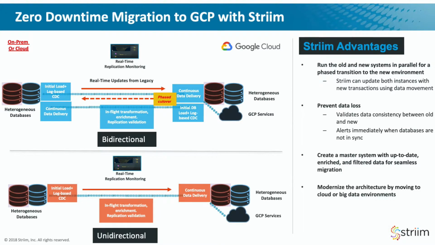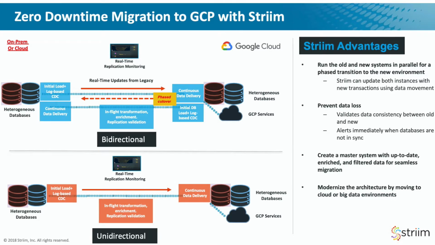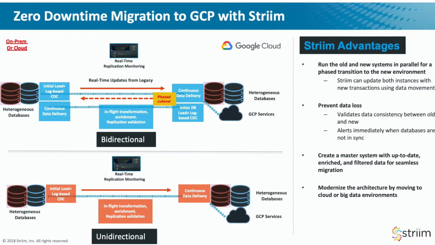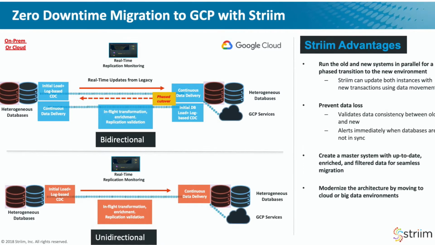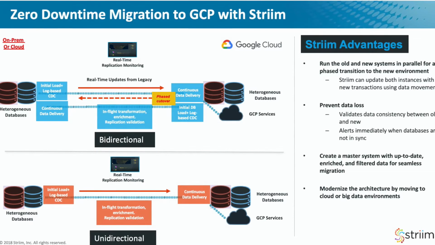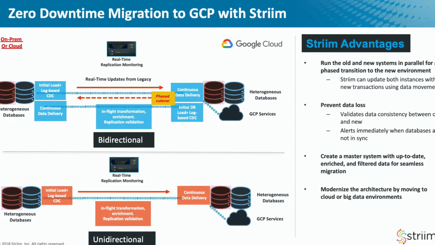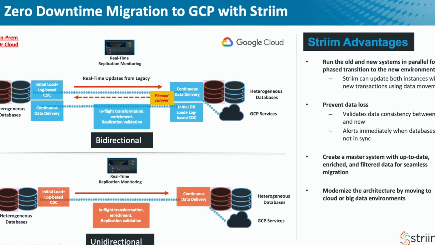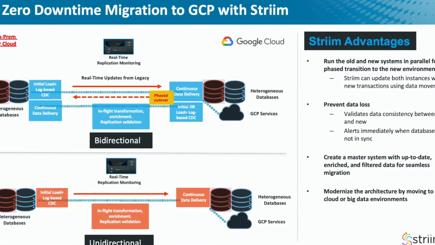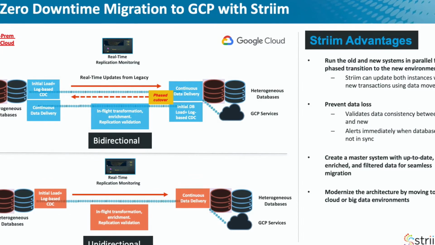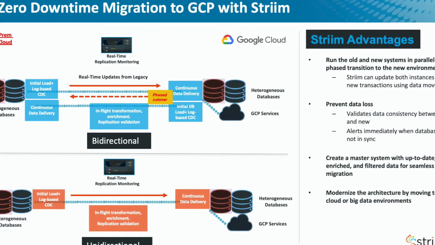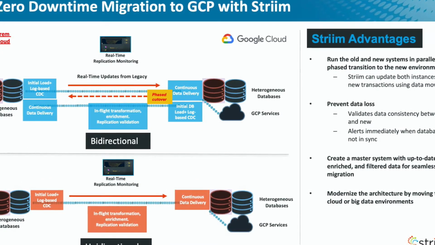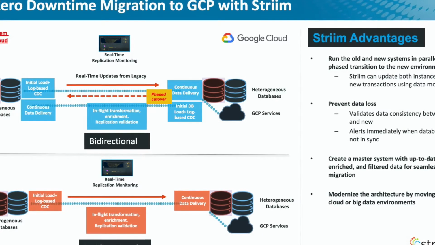An online database migration consists of two processes: an initial load process to capture a snapshot of your database at a single point in time, and a log-based change data capture process to continuously capture all of the inserts, updates, and deletes that occur on your source database while the initial load is propagating. Striim helps to coordinate these two processes.